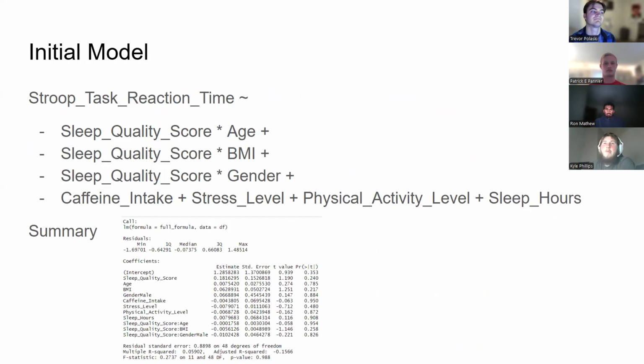My initial model included the interactions I mentioned, caffeine intake, stress level, physical activity level, and sleep hours. On the bottom of the slide is my summary. None of them are significant, and the R squared is 0.05.